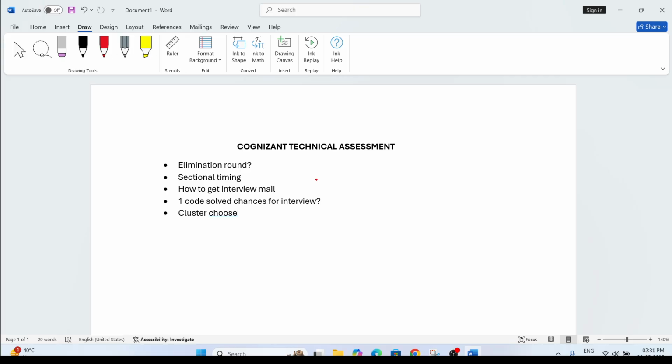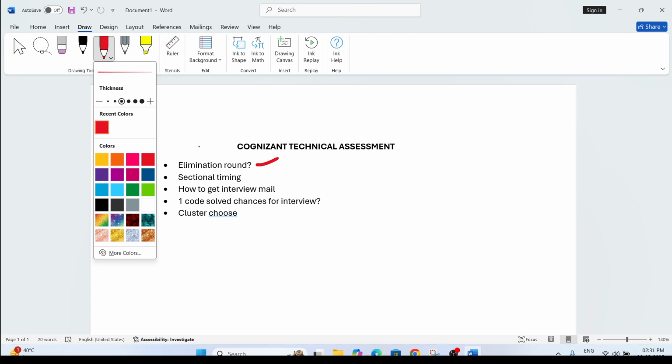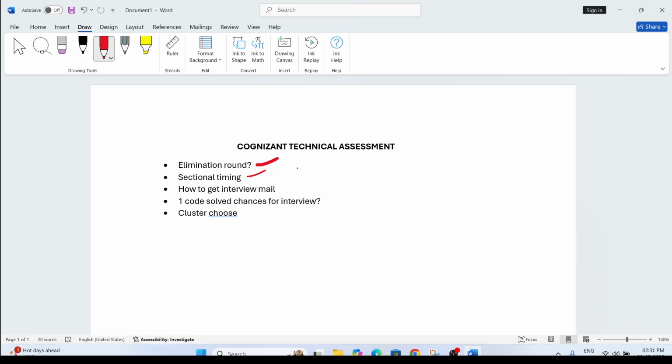Students are asking in the comments: is this an elimination round or not, or what is the exact solution if they are not able to get selected, and how to get the interview calls if they are solving one code. What is the sectional timing? Will there be sectional timing or not? If 120 minutes is there, then what is the time for the coding assessment, and what is the time for the web coding?